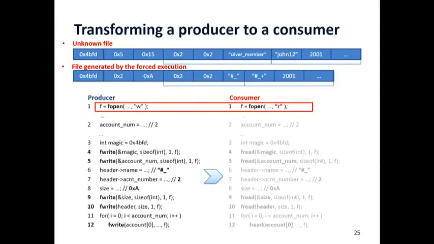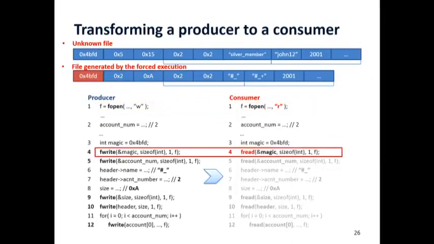And the file that this fopen function will read is not the file generated by the first execution. It's the file that we want to analyze. So it's going to open the unknown file and see what happens next. And it executes line number 2 and line number 3. Since we are using XForce to drive this execution, at line number 2, instead of calculating the account number, we assign a random variable, random number 2.